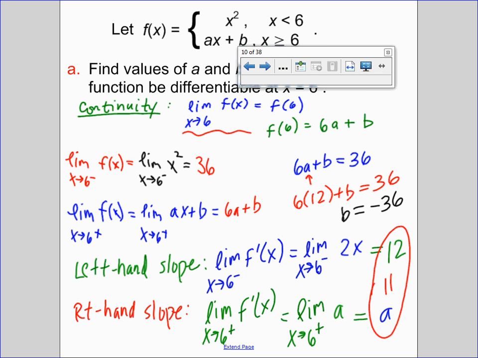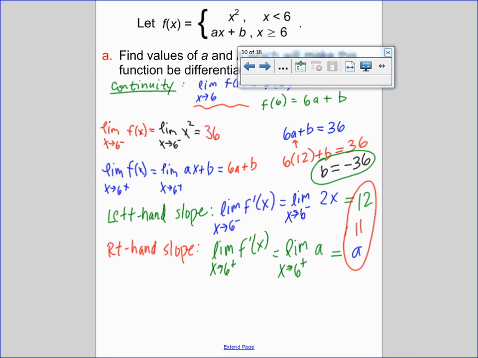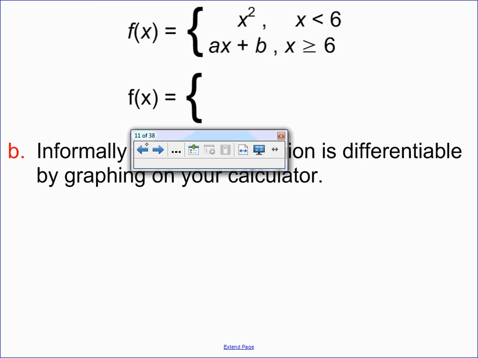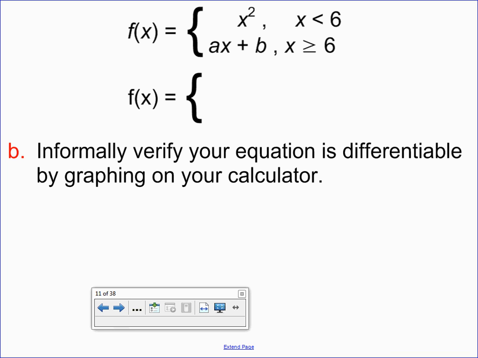So let's go ahead and consider our calculated values of a and b. So we think a equals 12 and b equals negative 36. Suspect. I'm not so sure about that. Can we go ahead and informally verify that our equation is differentiable by graphing on our calculator?